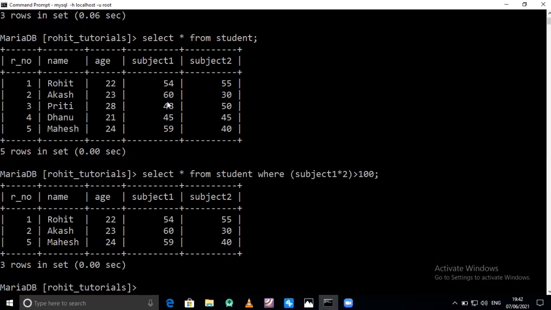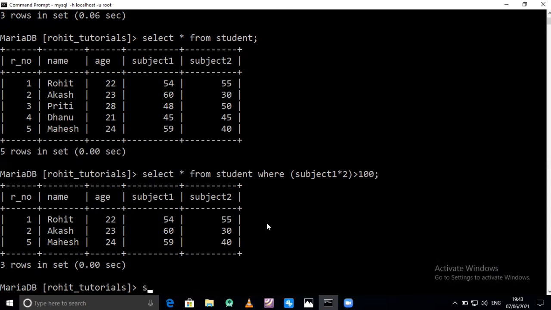Now move towards our fourth arithmetic operator, division. In that, I retrieve those information from the table having subject 1 plus subject 2 marks divided by 2, which is greater than 50. Suppose here subject 1 marks is 54, subject 2 marks is 55, addition of this divided by 2, whatever the answer comes which is greater than 50, those values should be retrieved from the table.